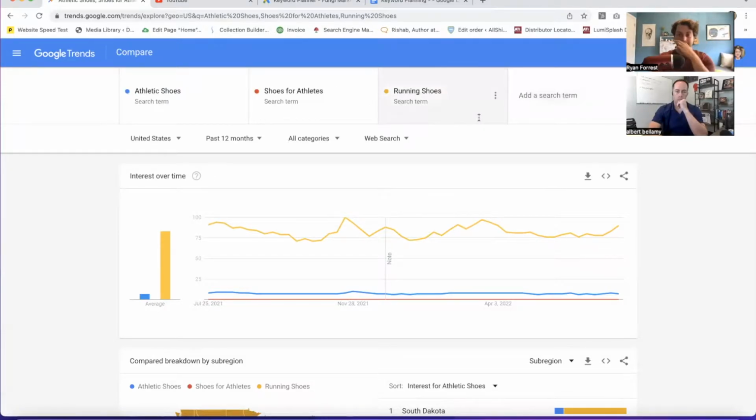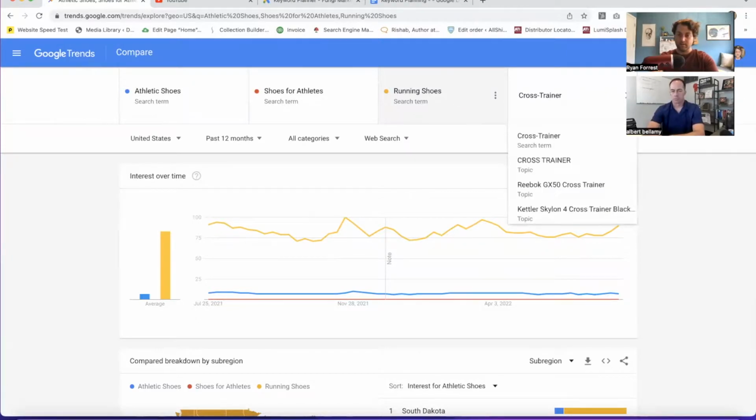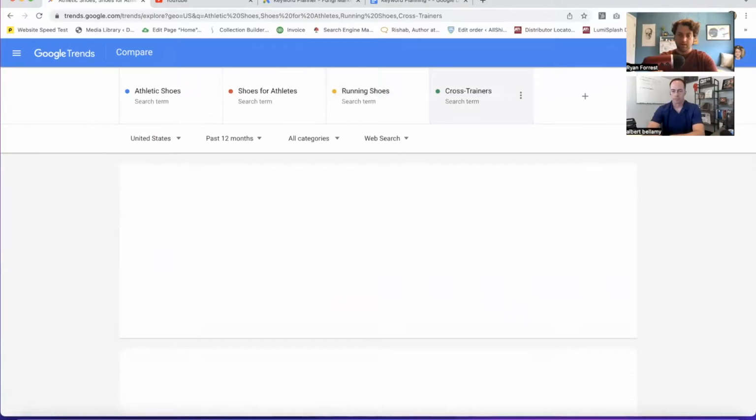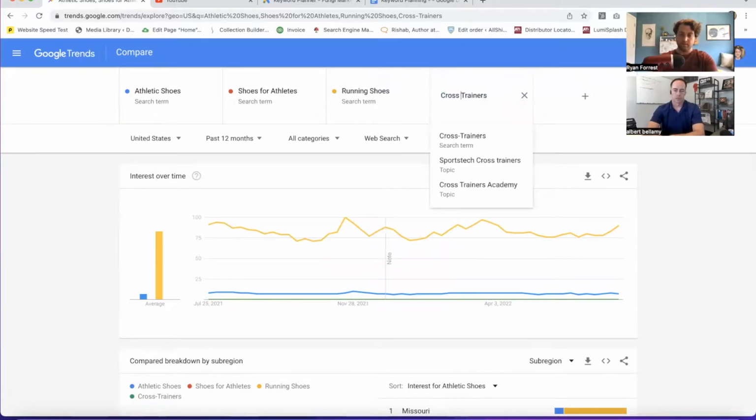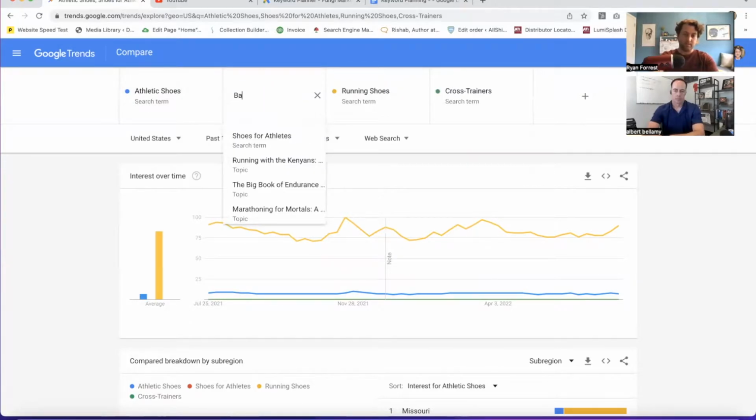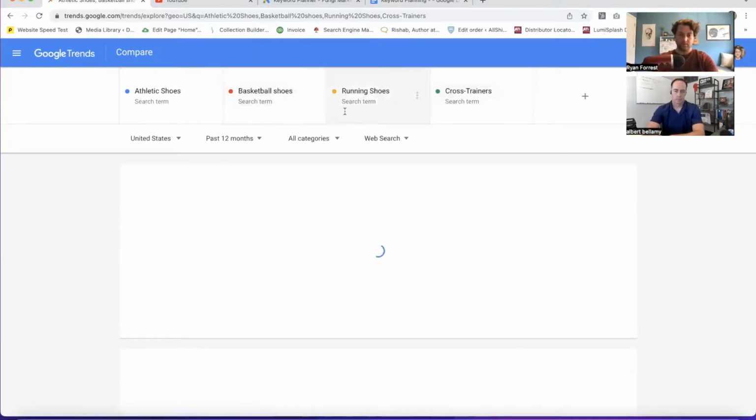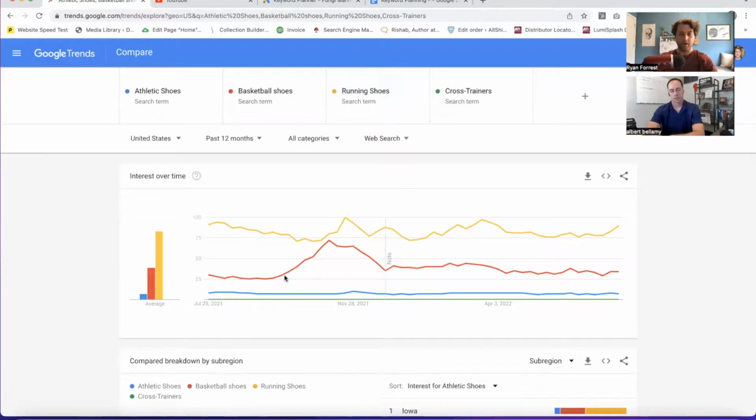Give me another high level category that would fall in the athletic shoes. Cross trainers. Is that like this? Yeah. Okay. Ooh, flat line there. How about basketball shoes? Spelled that wrong. Yeah, let's do, looks like shoes for athletes isn't even on there, so we'll go basketball shoes. Okay. All right. So now we're getting some additional comparative data.